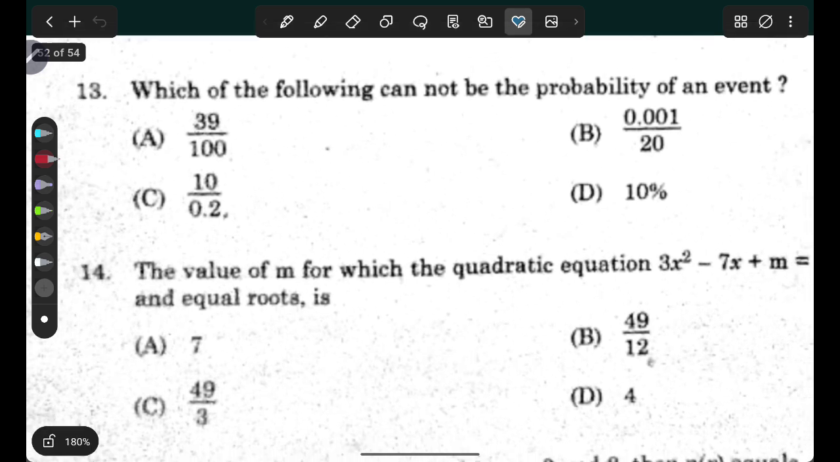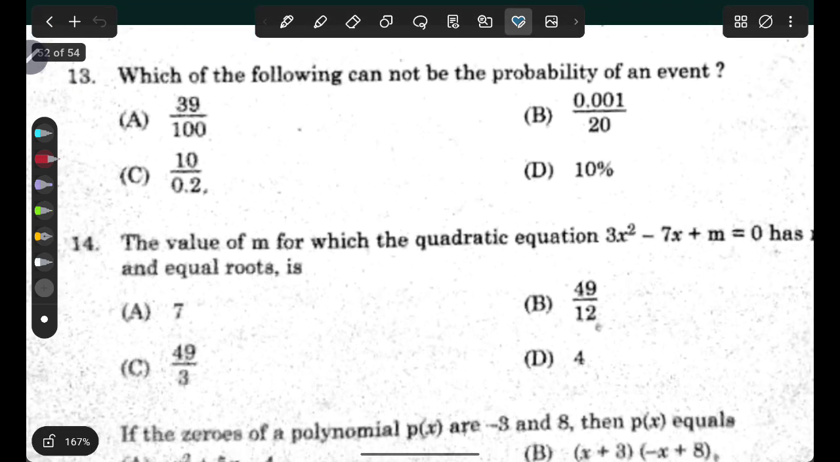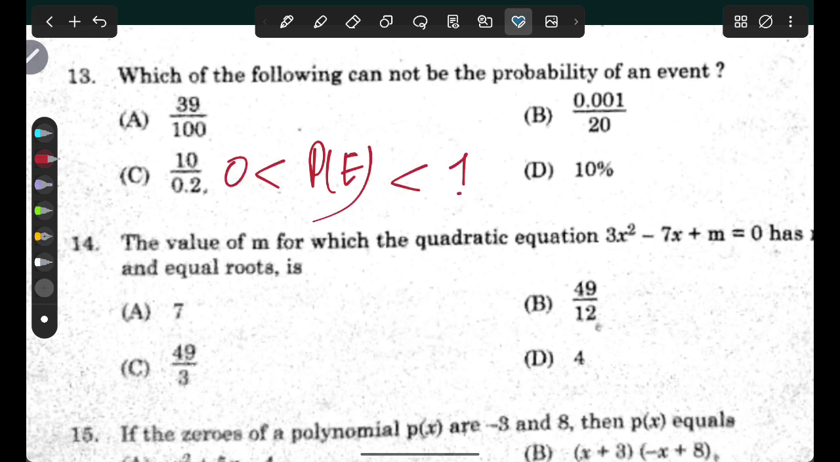13. Which of the following cannot be probability of an event? So we know that the probability of any event lies between 0 and 1. It can be equal to 0, it can be equal to 1. So this is the funda of probability. The probability of any event lies between 0 and 1. This lies between 0 and 1. This lies between 0 and 1. Yes, this also lies between 0 and 1. This also lies between 0 and 1.